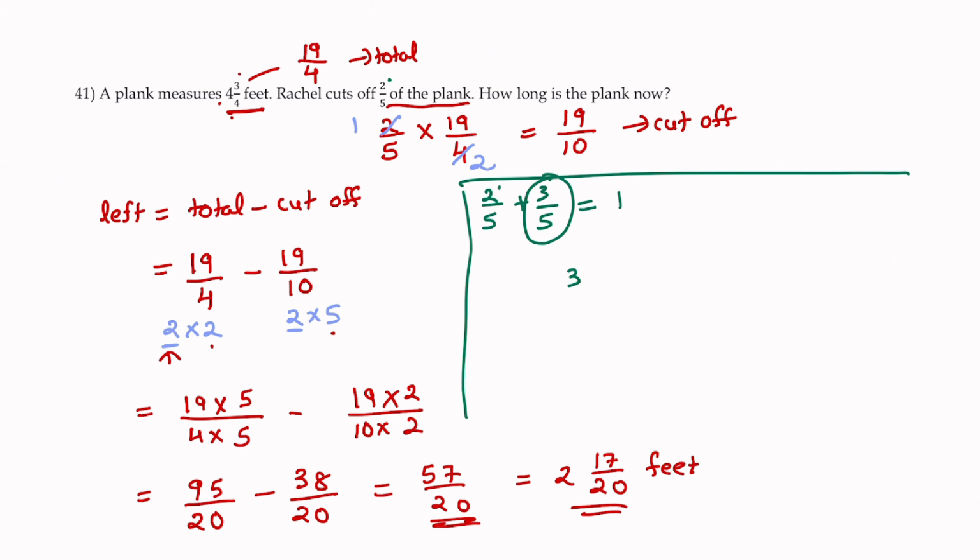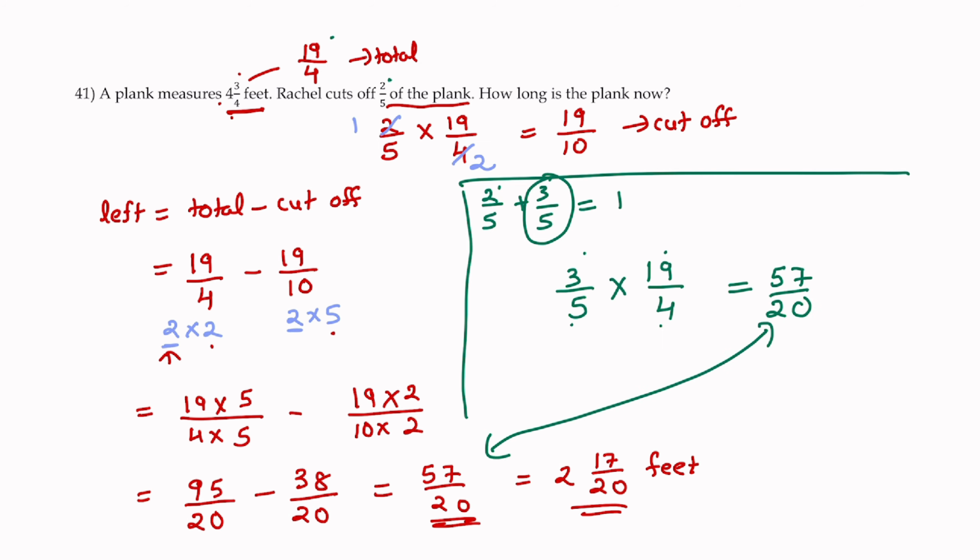So what we do is 3/5 of what is left. 3/5 of the total, right? So that's 19 upon 4. And here we do not have any common factor, so we simply do the multiplication. So 19 times 3 is 57, and 5 times 4 is 20, and that's exactly what you have here. So whichever method you find is easy, you can go. I know you feel like doing this because this is very short, right?